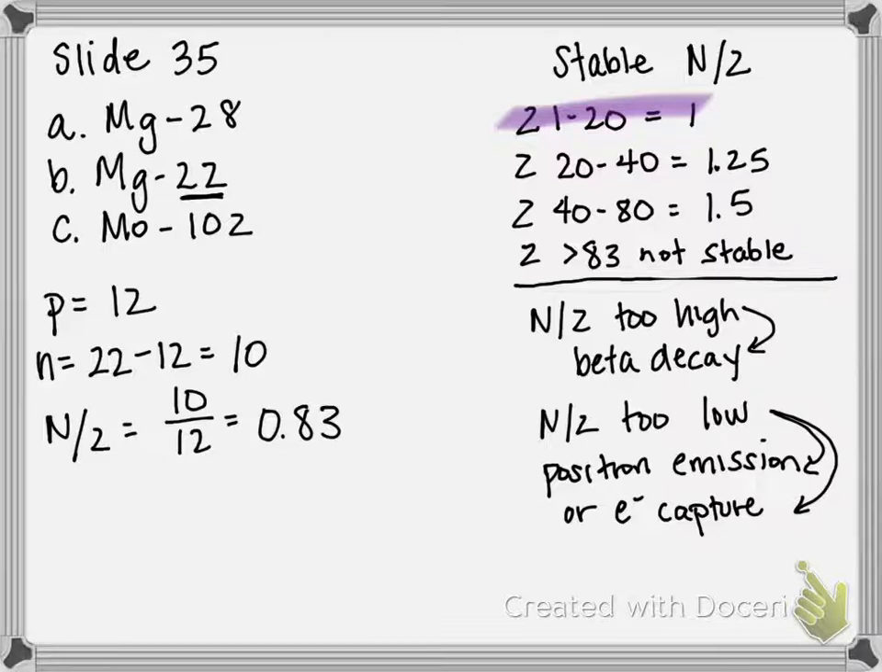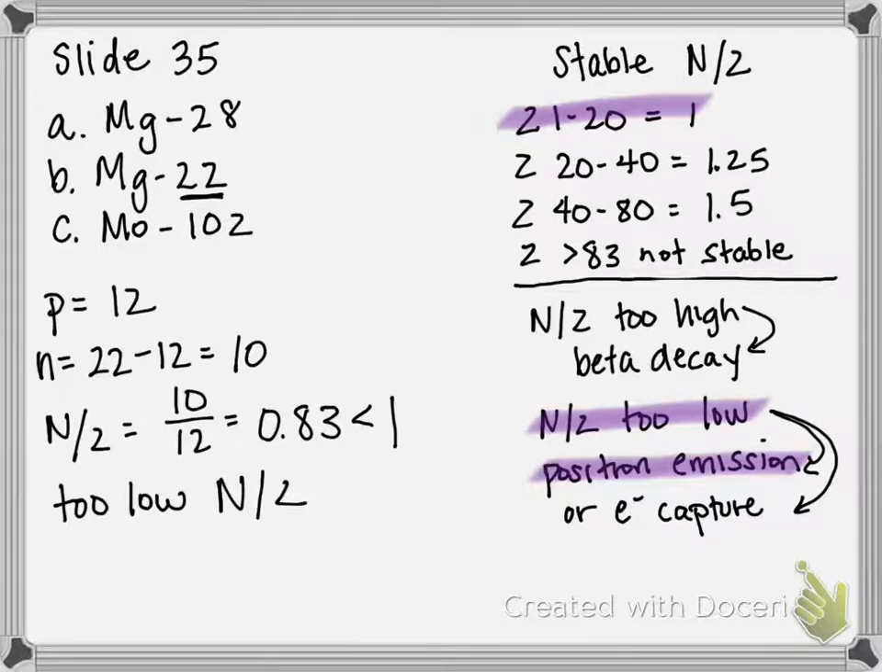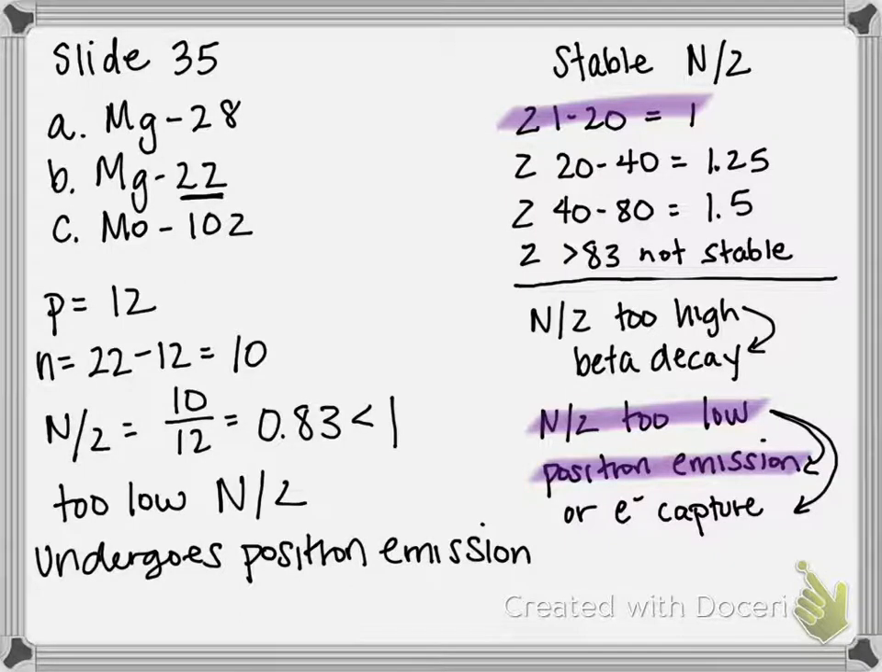Now remember that for Z from 1 through 20, we have 12 protons, that's our Z, the ratio should be 1, but it's currently 0.83, which is less than 1. So therefore, we are going to undergo positron emission because our N to Z ratio is too low. So too low an N to Z undergoes positron emission. Hopefully that makes sense. So that's your final answer for this part.